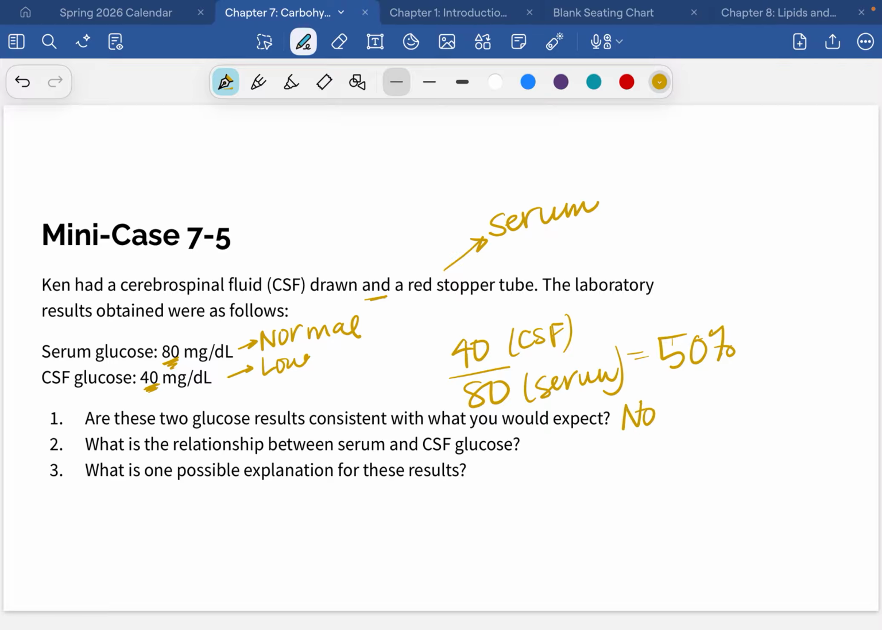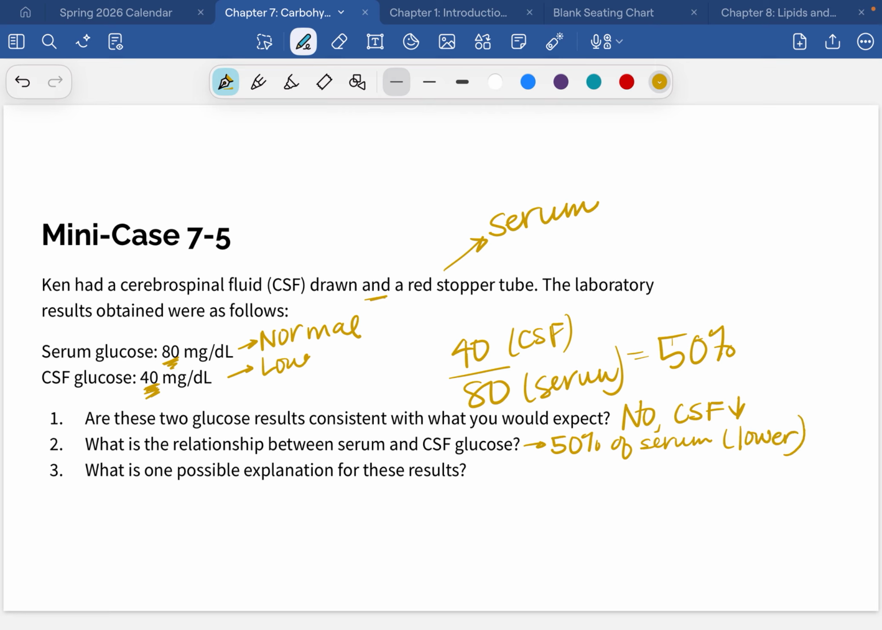Okay. That serum glucose is normal, but that CSF is decreased. Not only is it just low on its own, but it is only about 50% of the serum glucose of this patient. So this is not what we would expect. So what is the relationship between the serum and the CSF? Like I said, this patient's CSF glucose is about 50% of the serum, which is lower than expected.